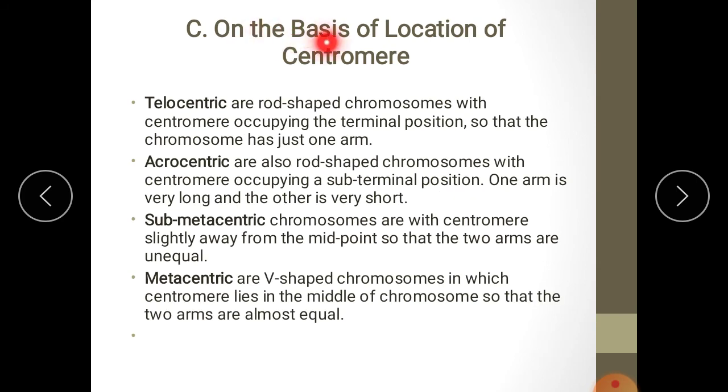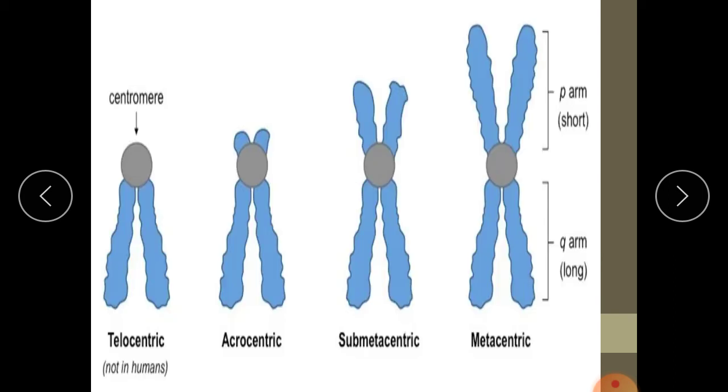Next, on the basis of the location of the centromere, there are four types. Telocentric, or rod-shaped chromosomes, have the centromere occupying the terminal position so that the chromosome has just one arm. Look here, this one. The centromere is at one end of the chromosome. Telocentric, rod-shaped.